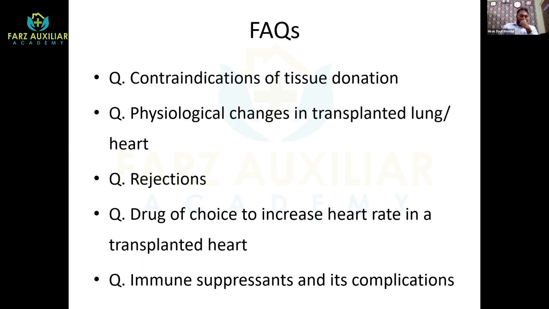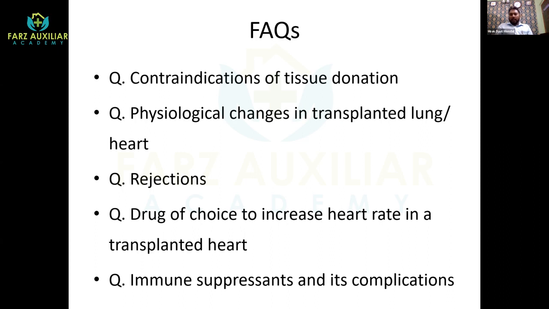Which is the drug of choice to manage bradycardia in a transplanted heart? Any idea? Isoprenaline. Yes, isoprenaline. So what is the cause? What do you think? Because of cardiac denervation, sympathetic and vagal, autonomic innervation is lost. Exactly. This is a very important question, sir.